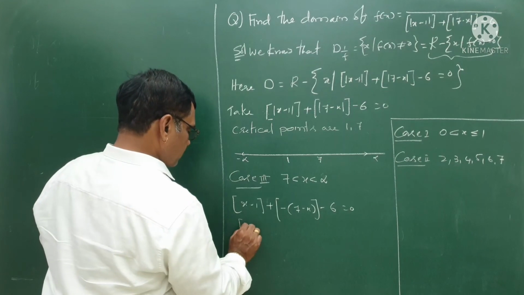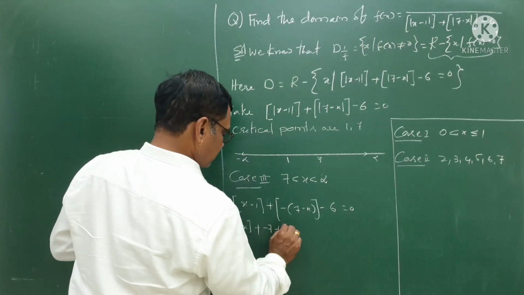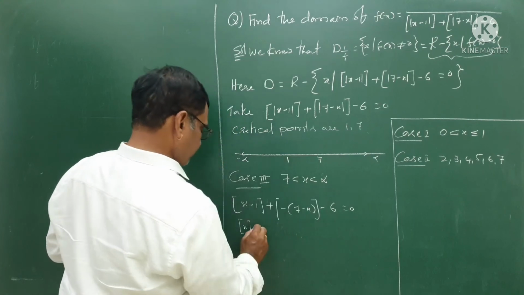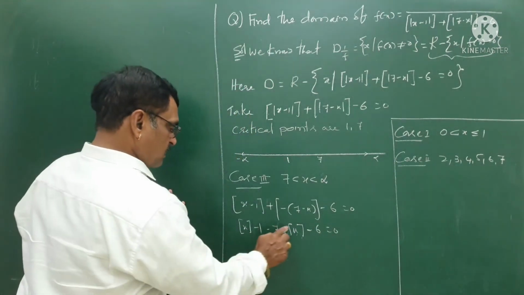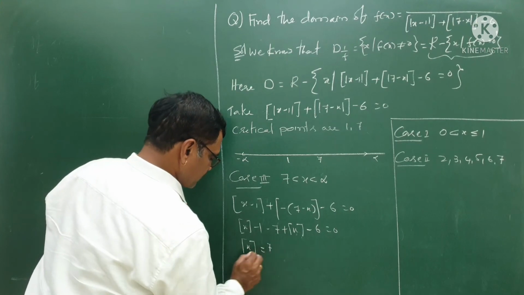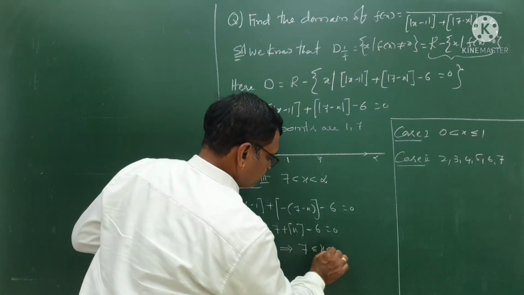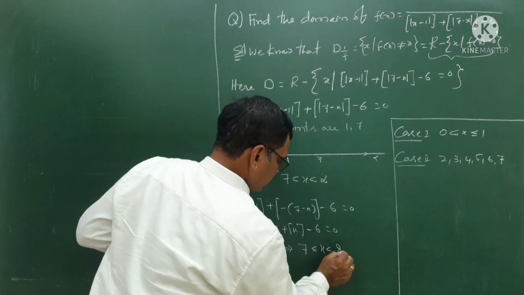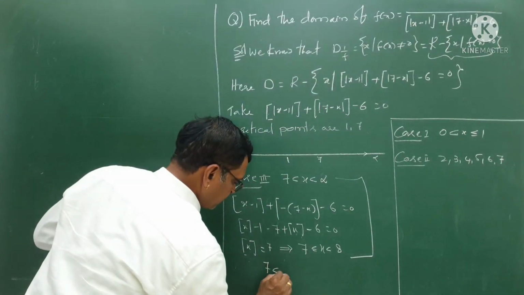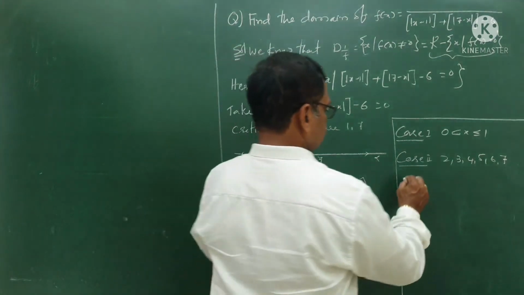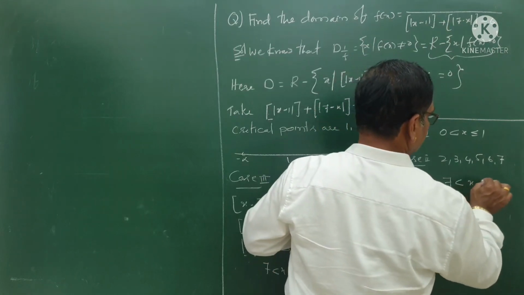So this is nothing but integral part of x plus minus 7 plus x. So this is minus 7 plus integral part of x minus 1, minus 7 plus integral part of x minus 6 is equal to 0, or we have integral part of x is equal to 7. Integral part of x is 7 means we have 7 less than or equal to x less than 8. But here we have taken open interval because of these two, we have 7 less than x less than 8. So case 3: 7 less than x less than 8.